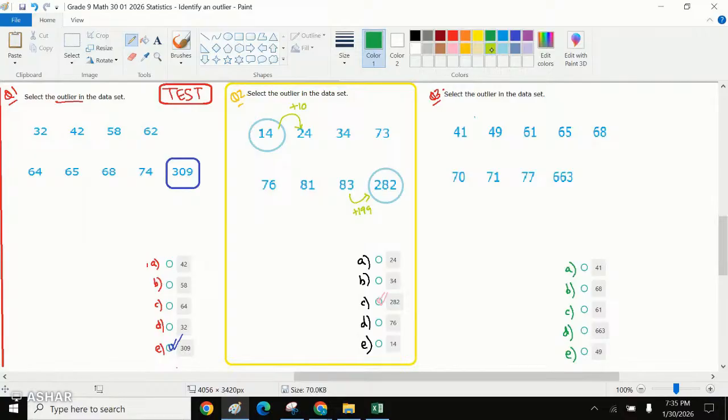Before doing anything, we look for the extreme values, right? So we have extreme values at 41 and which other value? The last value, 663. So which should be an outlier? Should 41 be an outlier or 663? Because the numbers in the middle cannot be outliers. Agreed? Can I have the answer? Which option should be the answer from A to E?